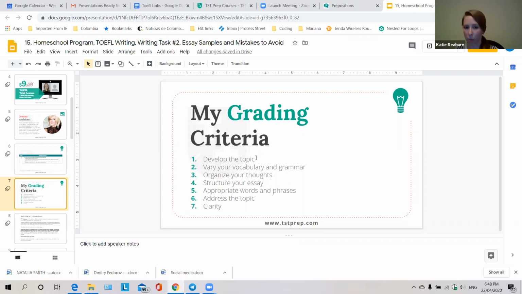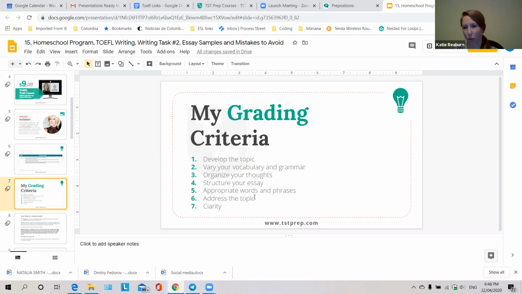We want to see development. We want to see a variety. We want to see that everything is organized and structured very well. That makes it easier to read. We want it to be appropriate to this task. There's a lot of different ways you can write in English and speak, but we are thinking for what's appropriate for this type of essay in this particular test.